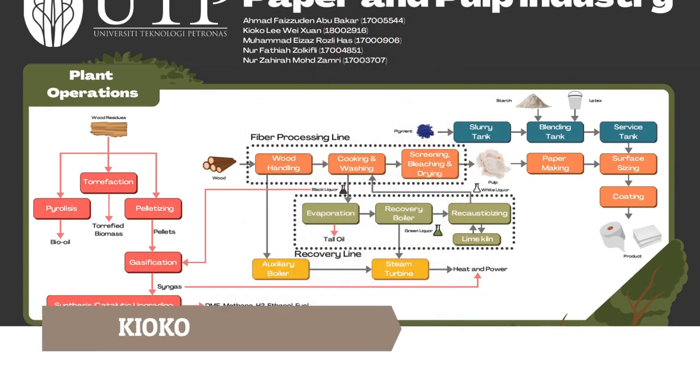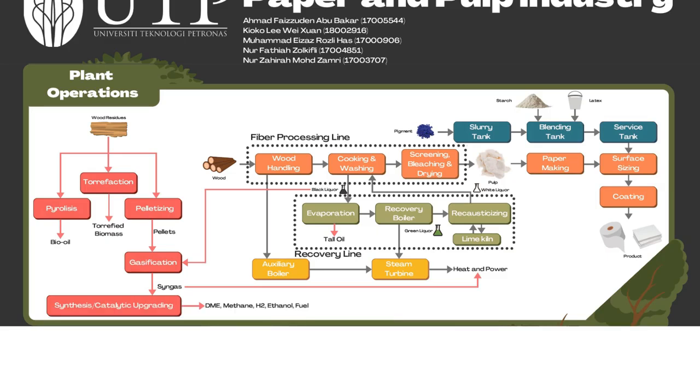In a paper manufacturing plant, the wood is firstly debarked and chipped in the wood handling process. The wood residuals produced as byproduct from this process are transferred to an auxiliary boiler to generate heat and power. The wood chips enter a digester for cooking and washing with an alkaline solution called white liquor to remove lignin from wood pulp.